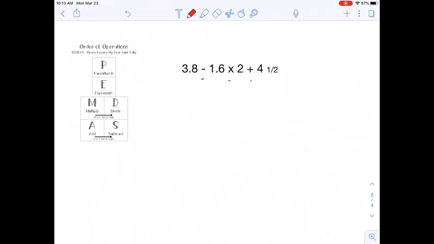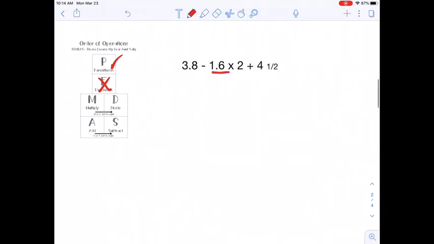So I have in this problem subtraction, multiplication, and addition. I don't have any parentheses, so I don't have to worry about that. We can go ahead and check that off like we've already done it. We know in 5th grade we won't have any exponents, so I don't have to worry about that step. Now, I do have multiplication, but I don't have division. If I had both of them, I would have to work in order from left to right.